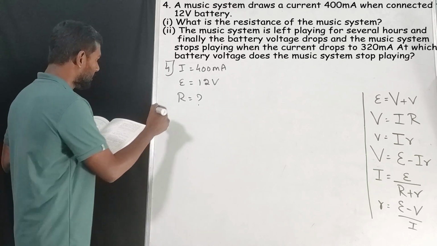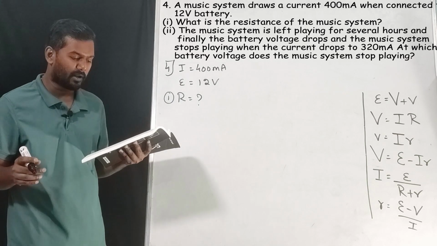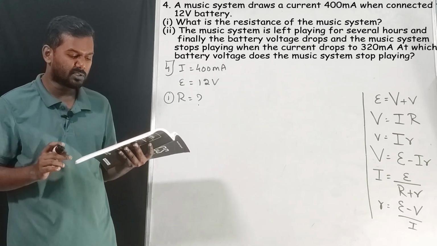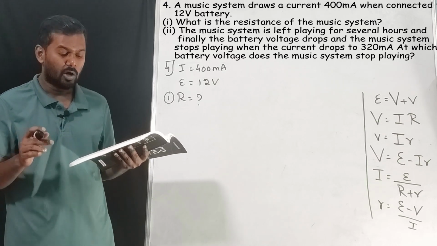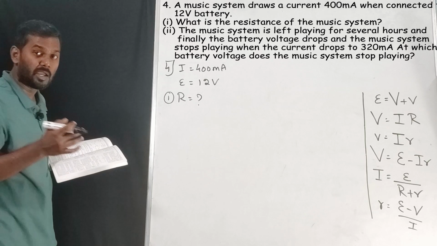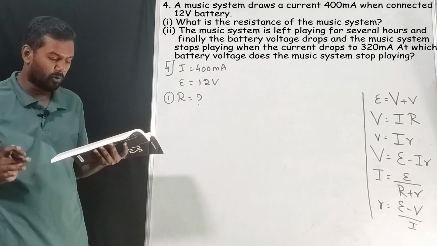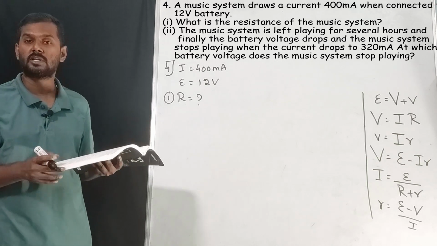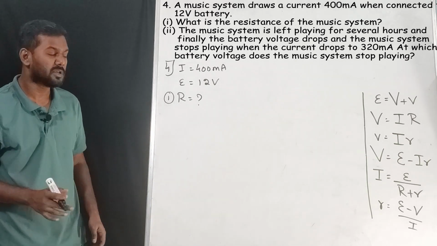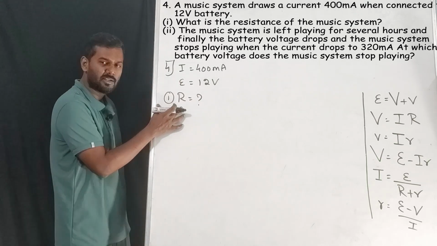Then see, this is the first sub question. Second sub question: the music system is left playing for several hours and finally the battery voltage drops and the music system stops playing when the current drops to 320 milliamperes. So the initial current is 400 milliamperes. If the current drops to 320 milliamperes, at what battery voltage does the music system stop playing? That means what is the voltage of the battery? That's it. So that we have to find. First we'll find this question.